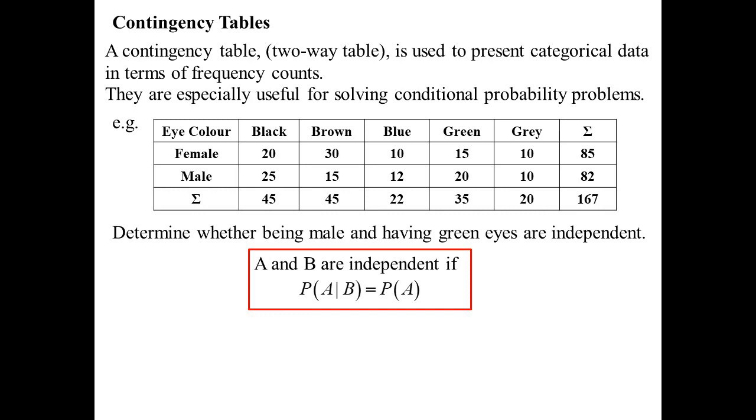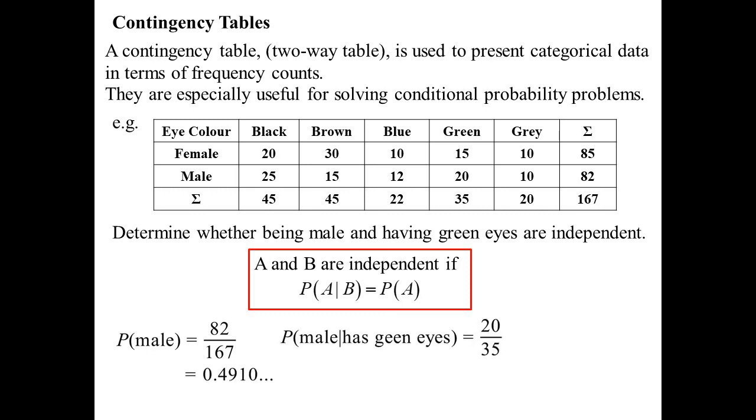So let's work those out. Well, probability of male, so we'd look at it overall. Male, there's 82 out of 167. So, about 0.49. Male, given that they have green eyes. So now we just look down the green eye column. As far as we're concerned, that's all the data. So probability of male in that situation is 20 out of 35, which is 0.57.